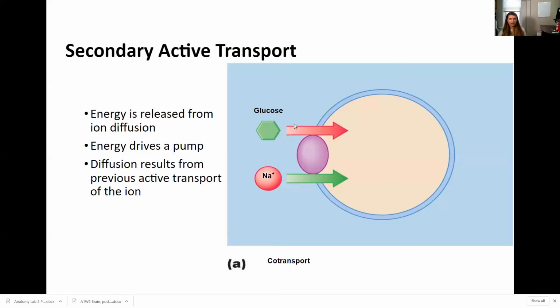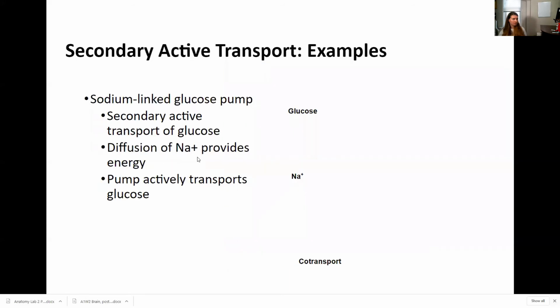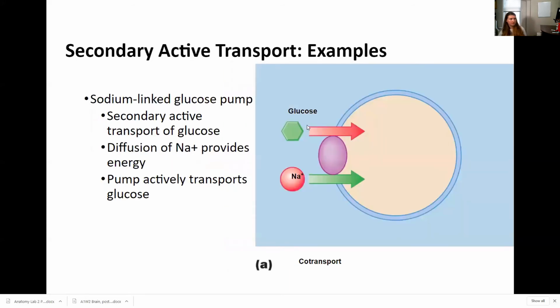So if you're looking for secondary active transport, you're always going to look for two particles moving or two molecules moving, and one of them is going to be moving against its gradient, while the other one is moving with its gradient. You're not going to see ATP anywhere. So this specifically is an example of co-transport. And specifically, this is a sodium-linked glucose pump.